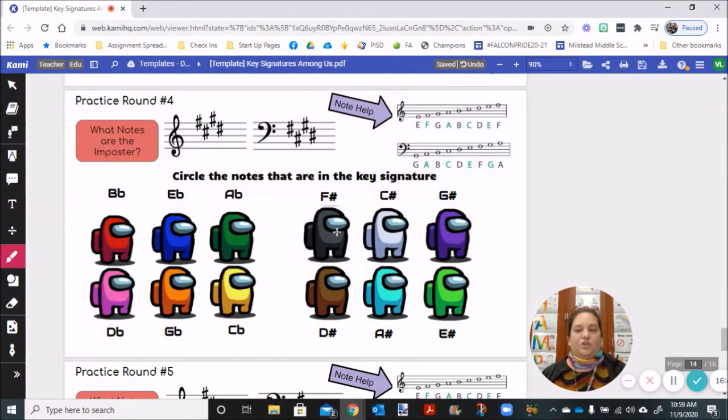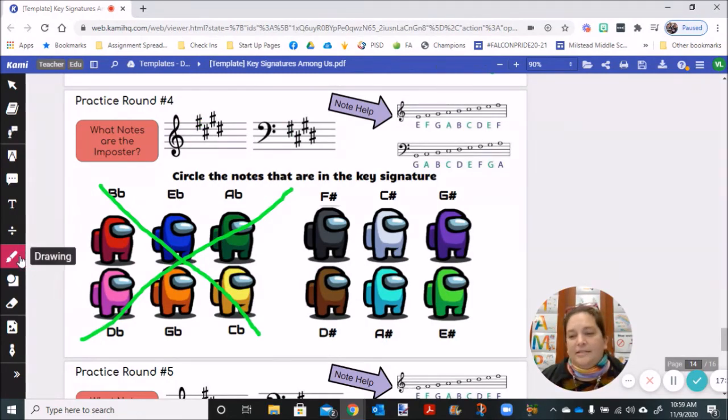Now our key signature has sharp symbols, so we can take our drawing tool, cross out all of the flat imposters. There are no flats. And then how many do we have? 1, 2, 3, 4 sharps in this key signature. So there's going to be 4 imposters. Look at the first one, this one, and this one. It's going to be 5th line treble clef, 4th line bass clef. What letter name is that?